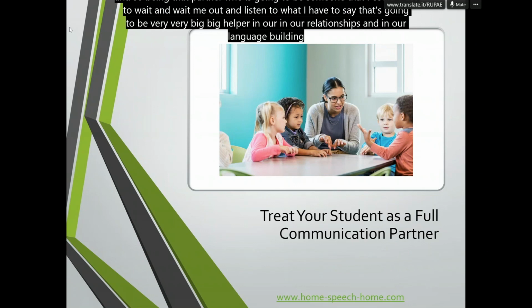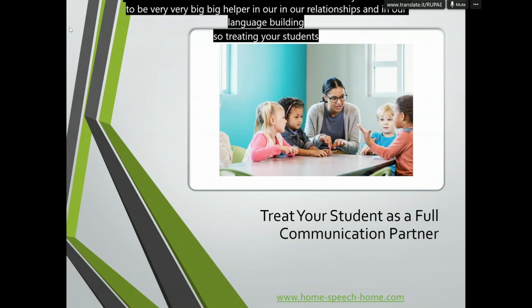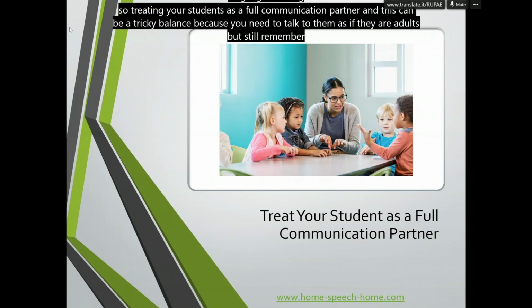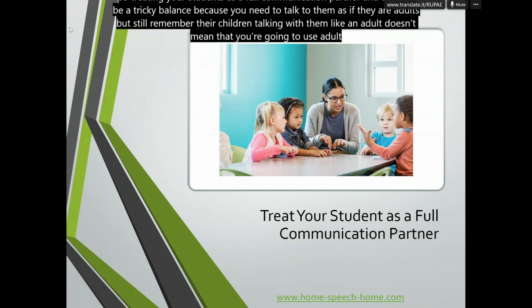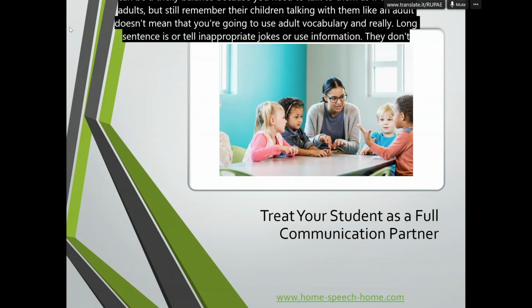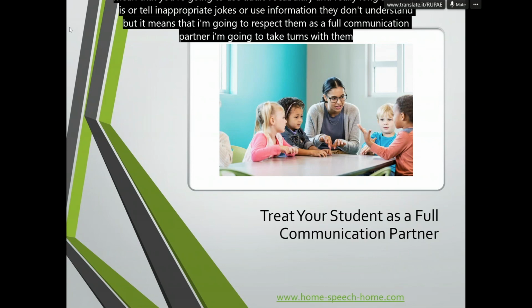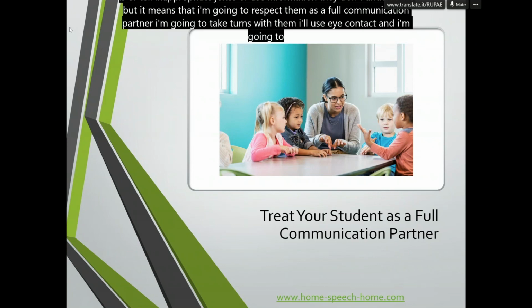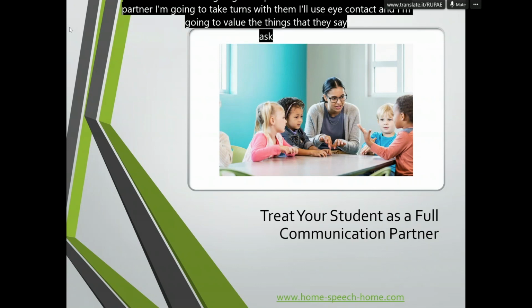Treating your students as a full communication partner can be a tricky balance, because you need to talk to them as if they are adults, but still remember they're children. Talking with them like an adult doesn't mean that you're going to use adult vocabulary and really long sentences or tell inappropriate jokes or use information they don't understand, but it means that I'm going to respect them as a full communication partner. I'm going to take turns with them, I'll use eye contact, and I'm going to value the things that they say.